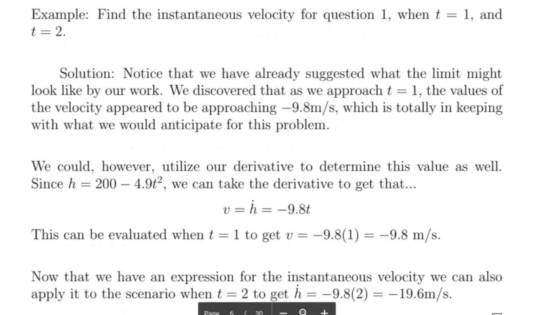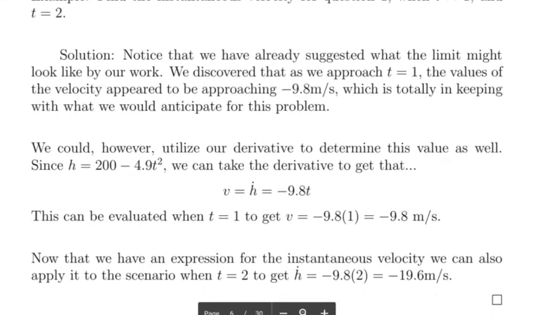Let's take a quick look at what happens here. As we've already suggested, we're going to use the limit, we're going to use the derivative. In the previous question, we already kind of took the limit as t approached 1, and we found out that it looked like it was approaching negative 9.8 meters per second, which makes sense if you've got a bit of a physics background and you've done stuff like this before. But it makes more sense for us in this particular context to take the derivative.